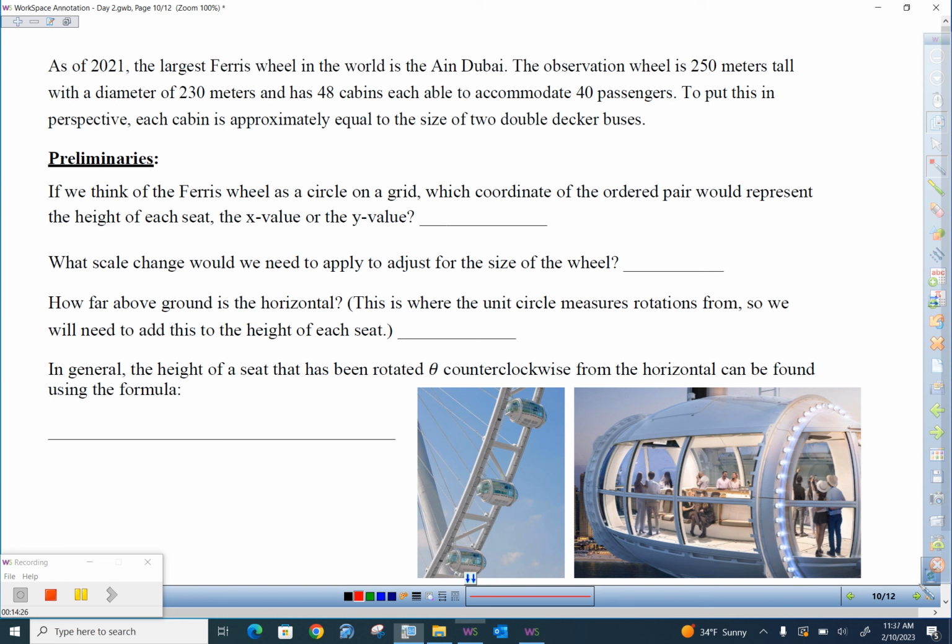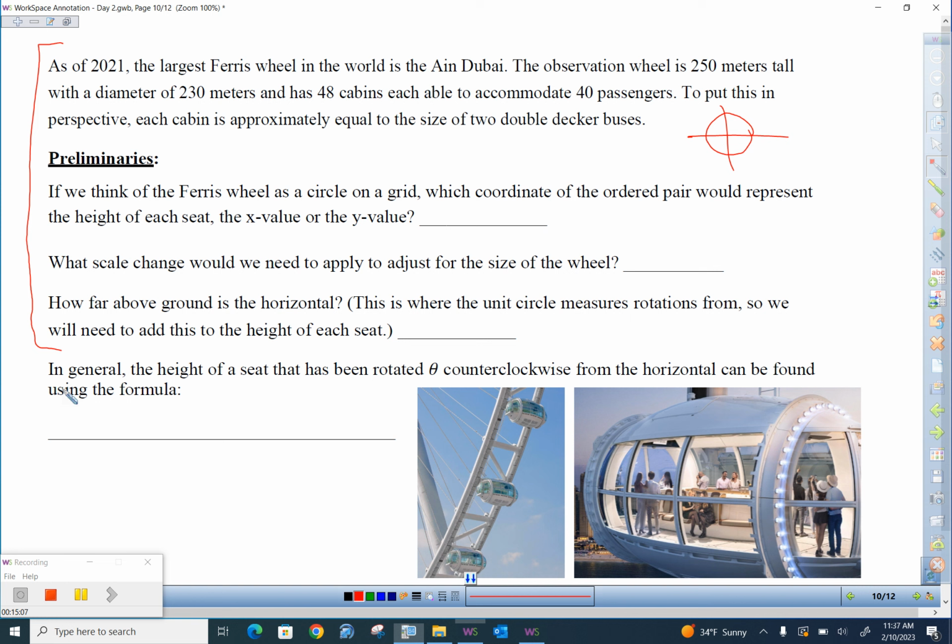So in this problem, we're going to take the unit circle, which we know centers around 0 and has a radius of 1, and adjust it so that it would fit this problem here. So what I'm going to have you do is pause the video and try to talk through the preliminary questions yourself, and then we'll talk about writing that equation with all of those transformations together when you come back. Okay, so pause the video real quick and try those questions.